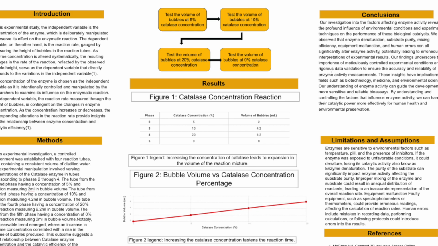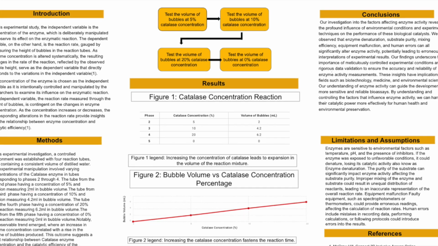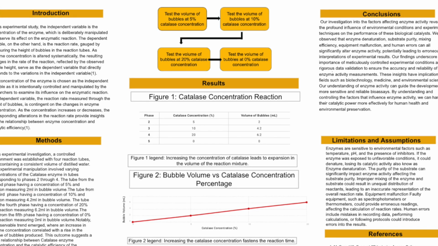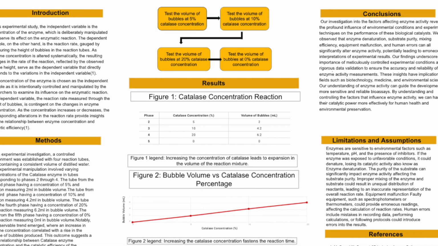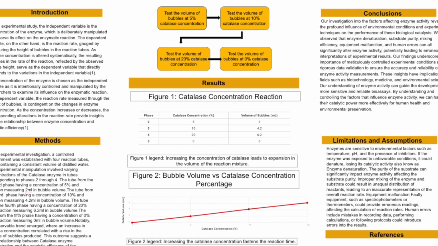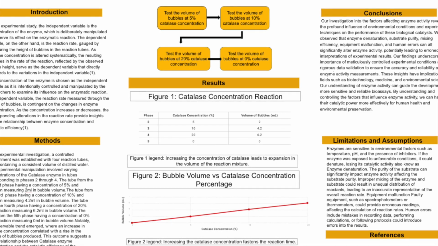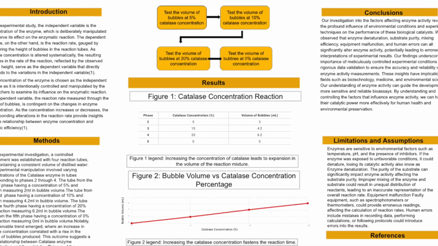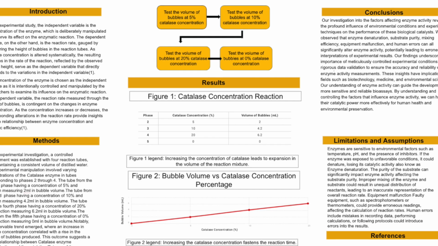And as for limitations and assumptions, enzymes are sensitive to environmental factors such as temperature, pH, and the presence of inhibitors. If the enzyme was exposed to unfavorable conditions, it could denature, losing its catalytic activity, also known as enzyme denaturation.